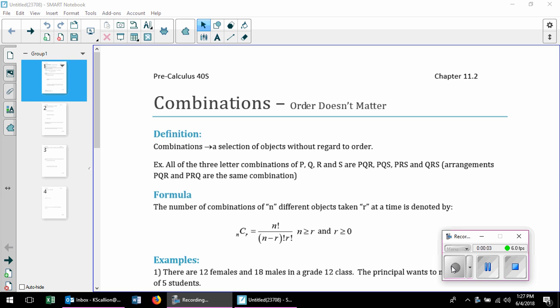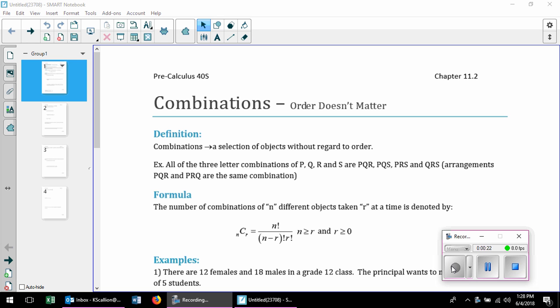Permutations and combinations? Permutations require order. We did those with cases like two boys couldn't sit together, or it had to be a three-digit number greater than 300, where order mattered. In combinations, it doesn't.